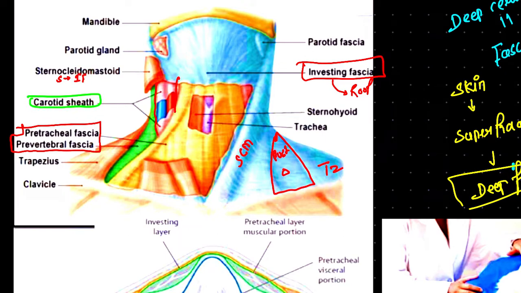In this carotid sheath, the most superficial structure is our investing fascia. And then anteriorly it is formed by our pre-tracheal fascia. Posteriorly, obviously, the one remaining, that is the pre-vertebral fascia. So all these three fascia contribute to the carotid sheath. This is one important point.